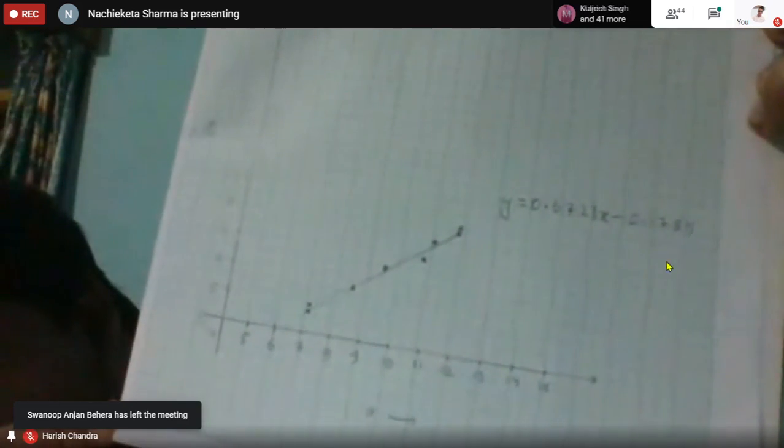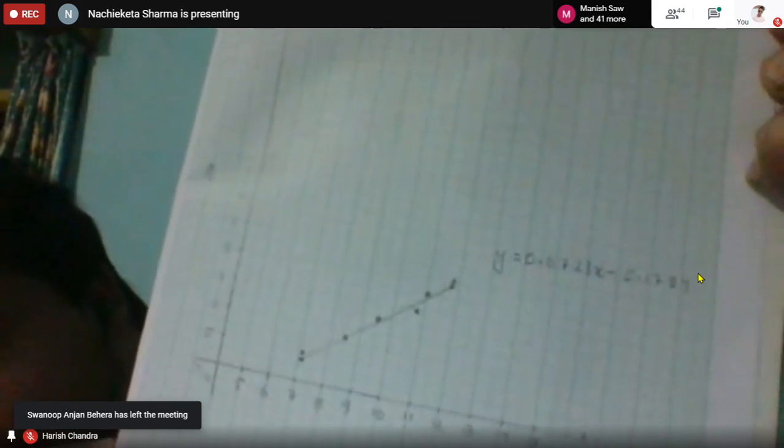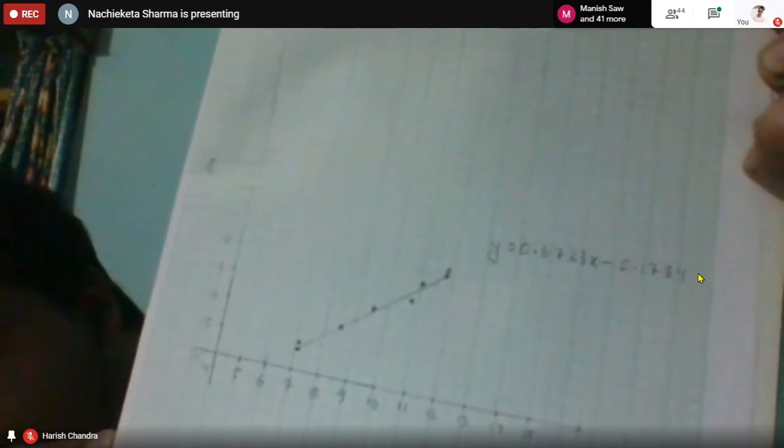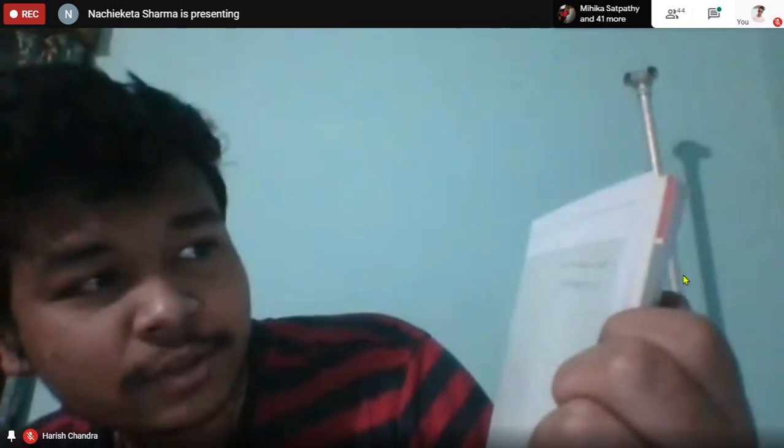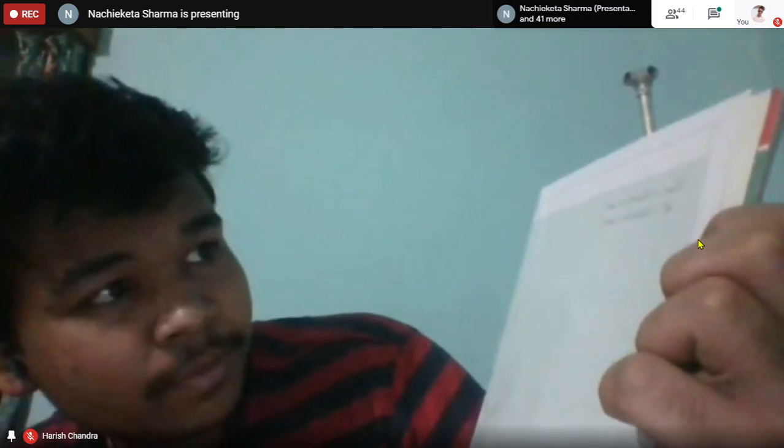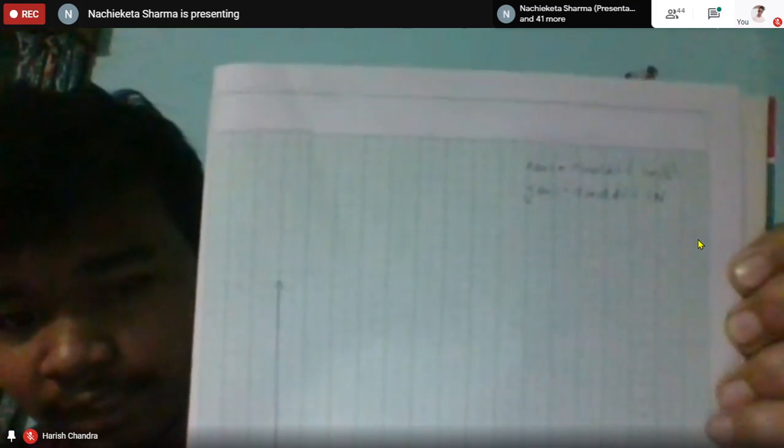Write down here the scale, the y scale, and another below that, the x. You write down what you have taken on the x-axis: acceleration in meter per second square. On the y-axis, write force in Newton. Then find what slope we have got.